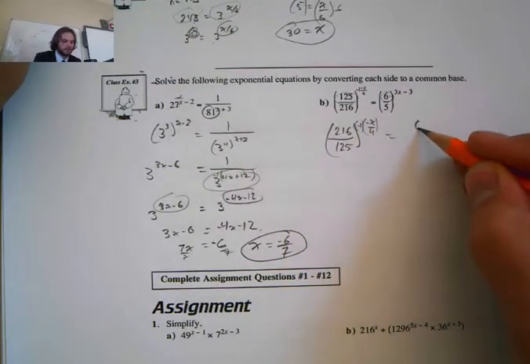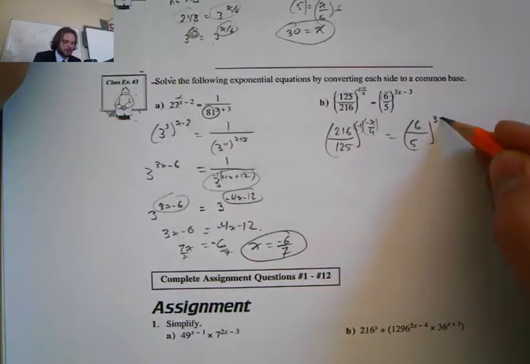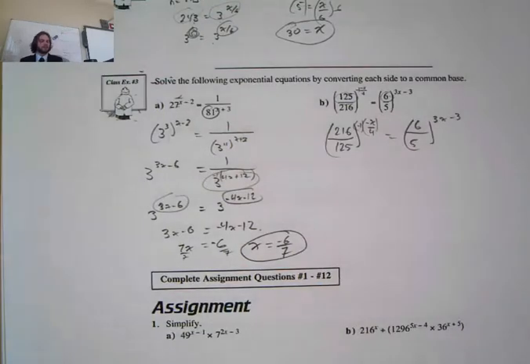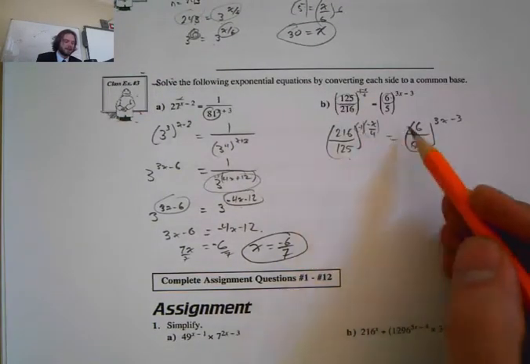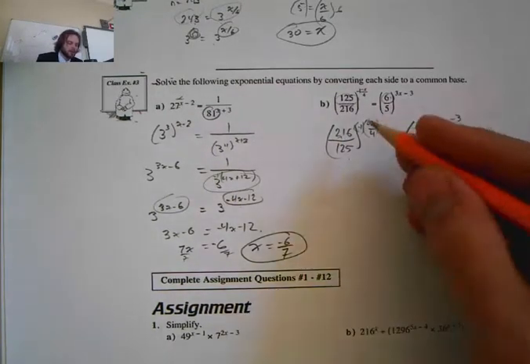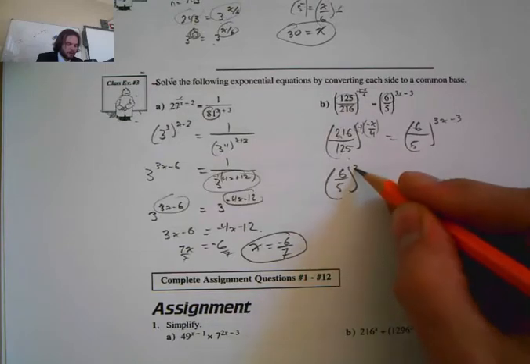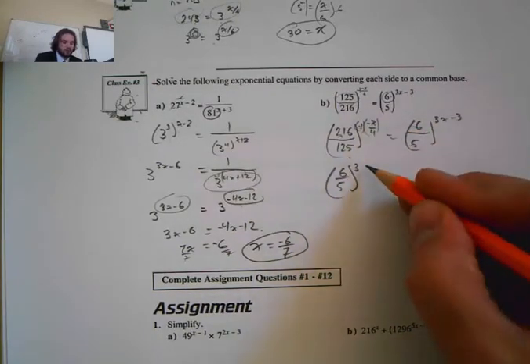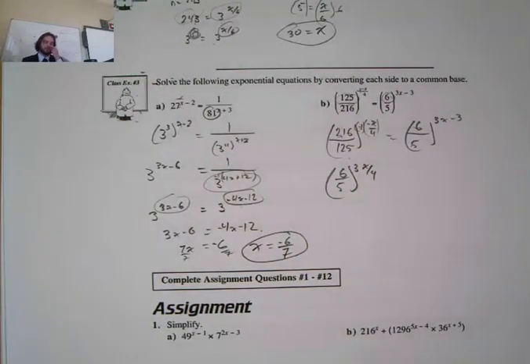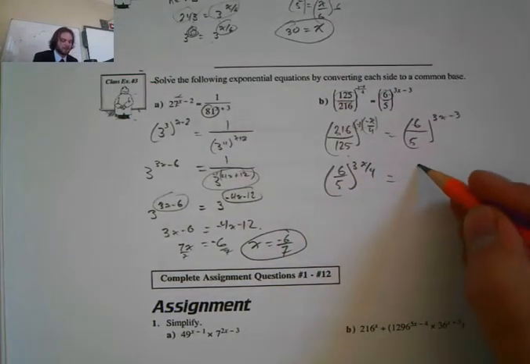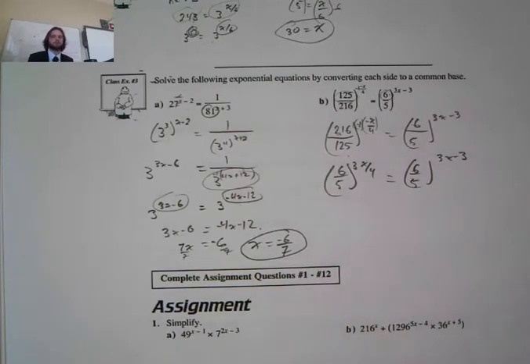Which gives me 6 over 5. And we end up getting 3x minus 3. Okay? Now looking at this, I know 5 to the power of 3 is 125, and 6 to the power of 3 is 216. So I'm going to now get 6 over 5, both of these are to the power of 3, and negative times negative is a positive, so I'm going to have x over 4. Okay, we multiply those together. It's going to give me 6 over 5, and we have 3x subtract 3.